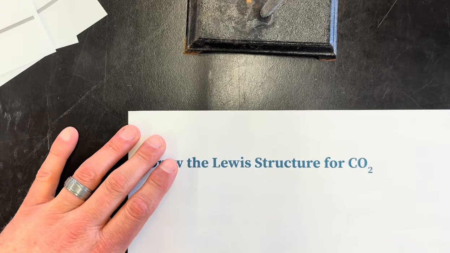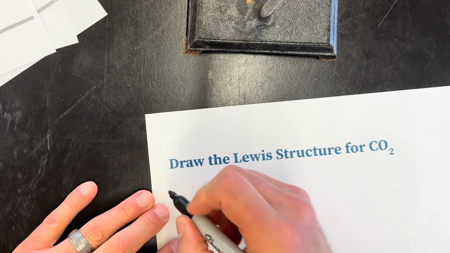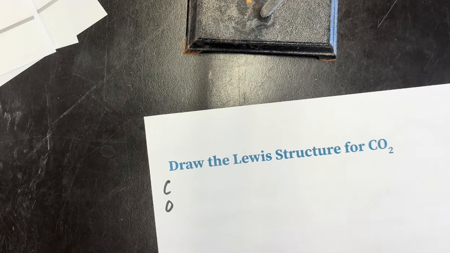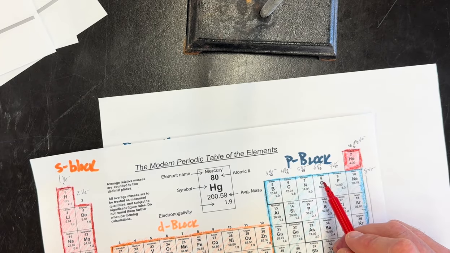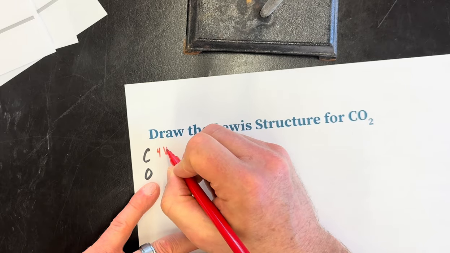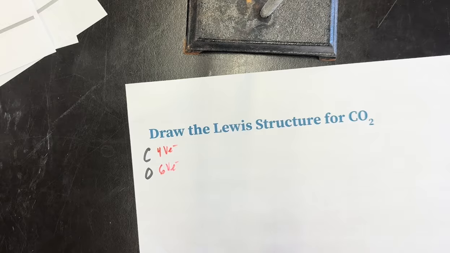So here we have carbon dioxide, CO2, right? So I have carbon and I have oxygen. And in this case, carbon, according to the periodic table, has 4 valence electrons, and oxygen, according to the periodic table, has 6 valence electrons.